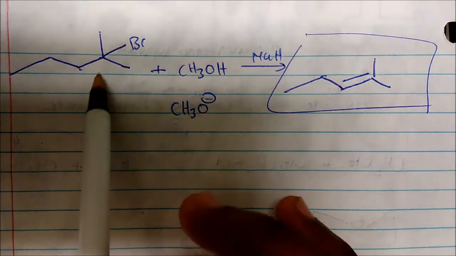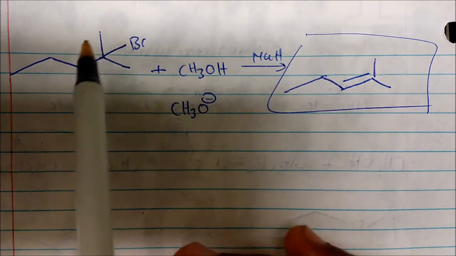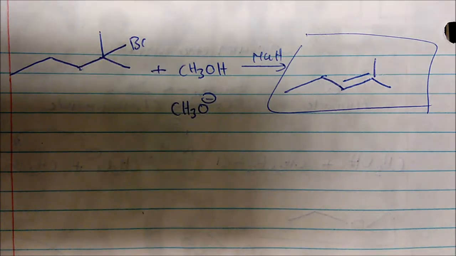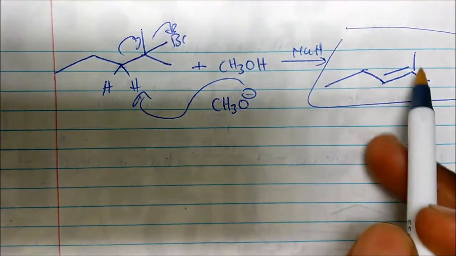This is very basic, but I have a tertiary alkyl halide here. So this nucleophile could never attack this tertiary alkyl. The steric hindrance is just over the top here. So what will actually happen is that we have these two hydrogens. It will actually grab a hydrogen and then kick off to form this double bond, and then the bromine kicks off to give my alkene.